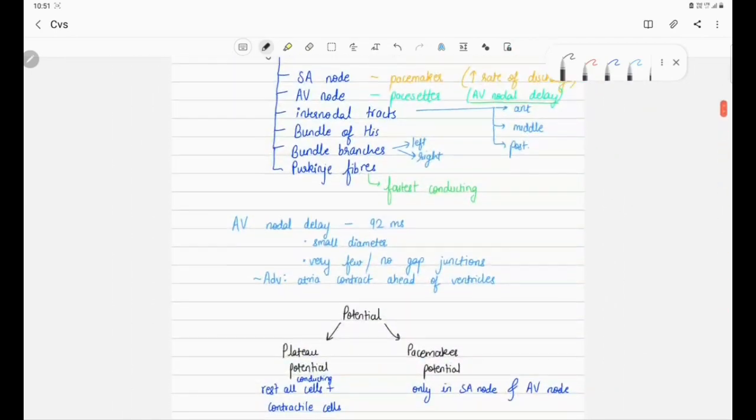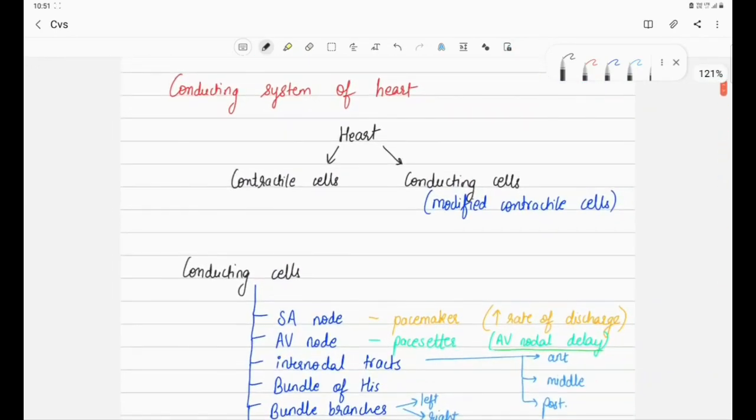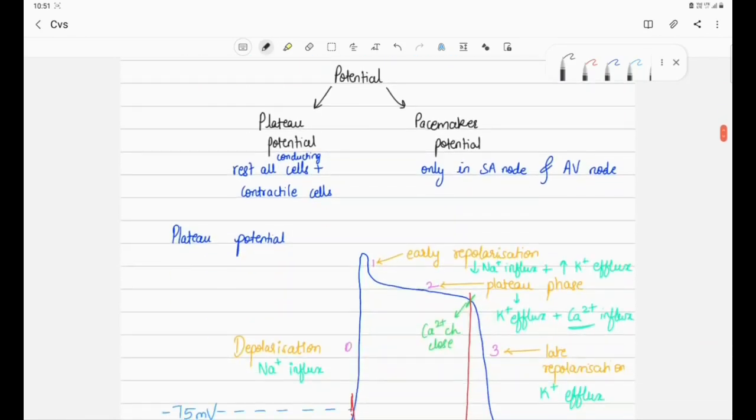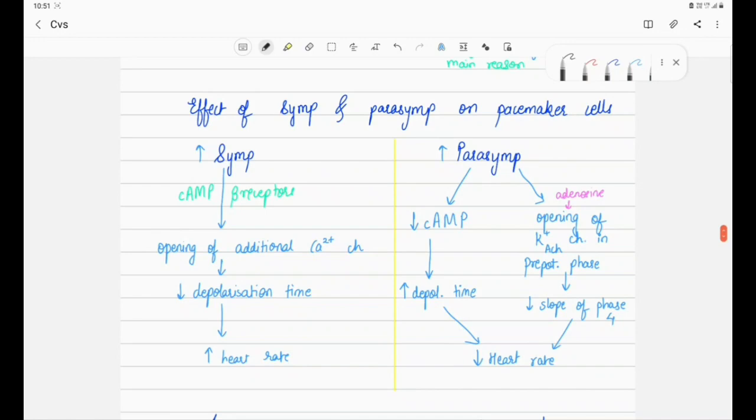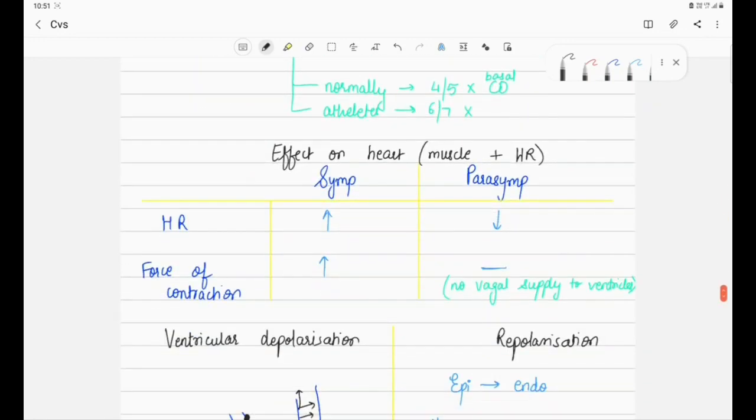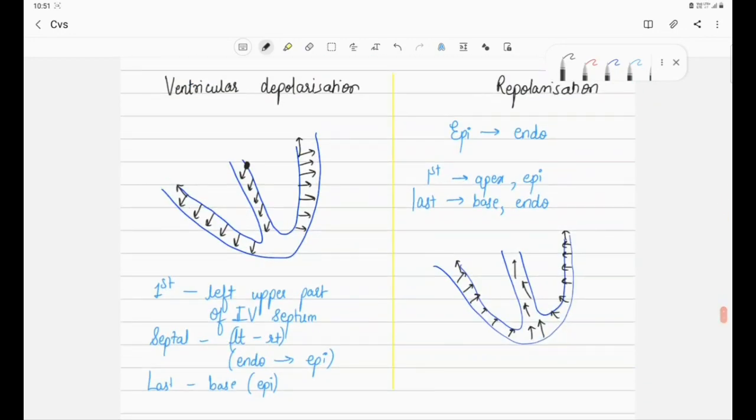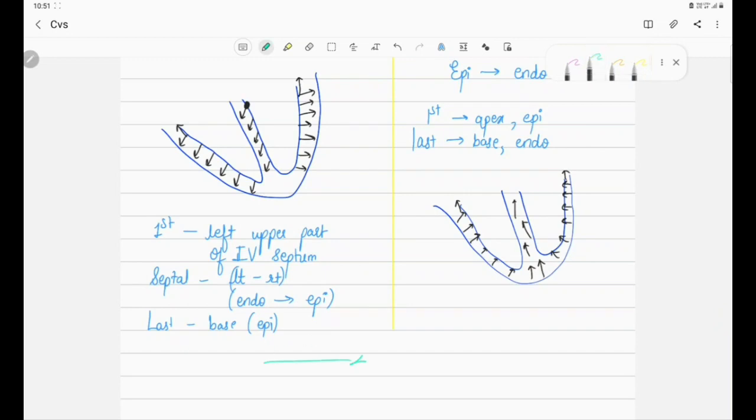So we have seen in this video the contractile cells, conducting cells in detail, the potentials, plateau potential, pacemaker potential, effect of sympathetic and parasympathetic on pacemaker cells, then the ventricular depolarization, repolarization.